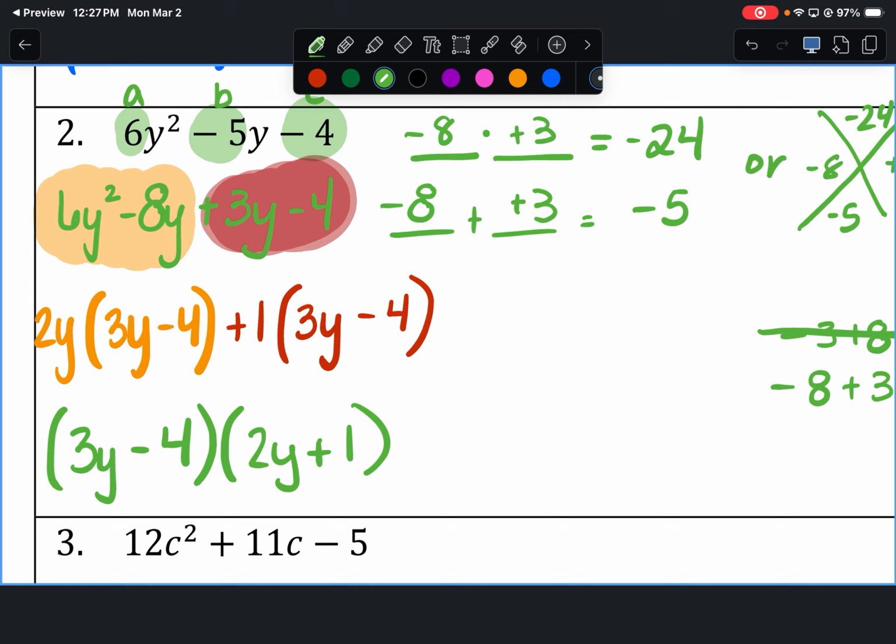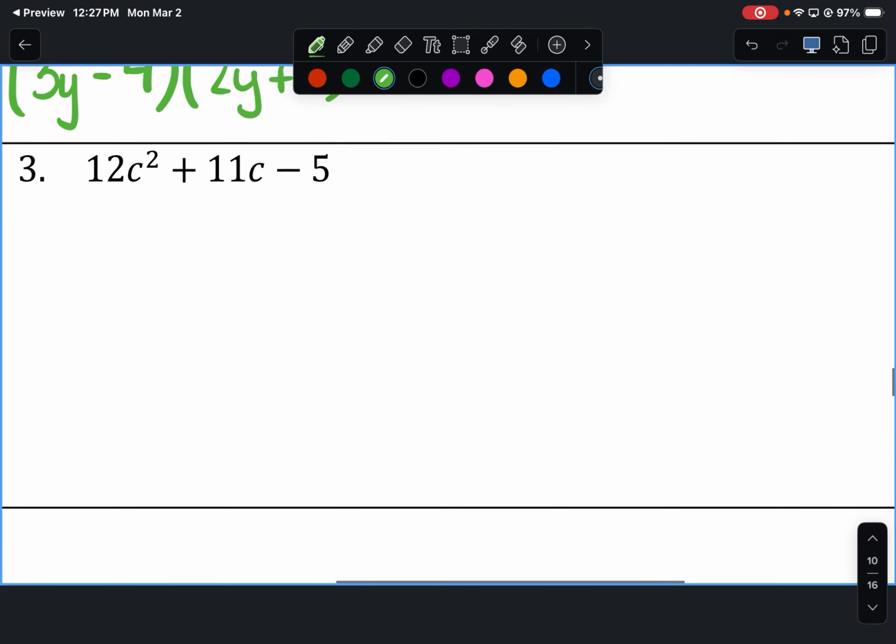Okay, so all we are doing is taking and adding one piece to our factoring 4 terms. Okay? Why don't y'all go ahead and try to set up number 3 for me?